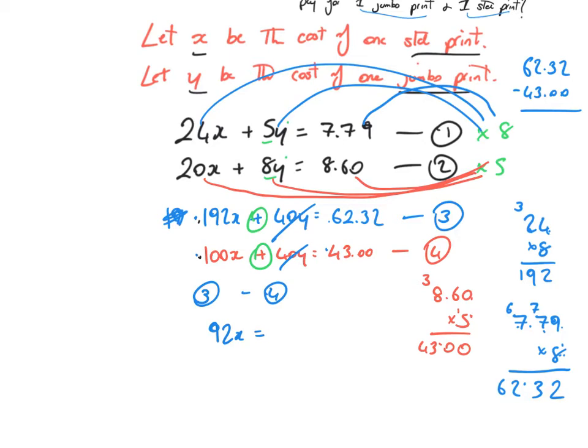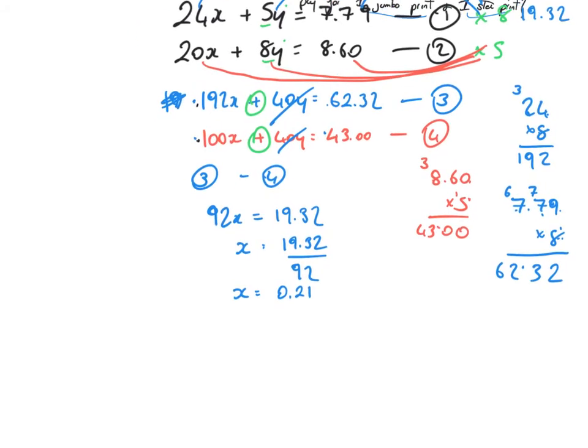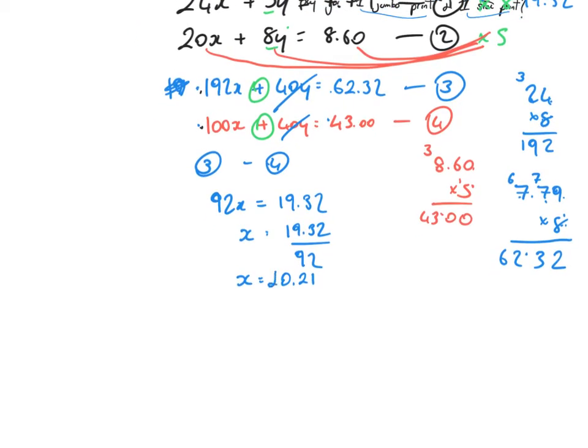Okay, so just take your time with that. That'll be £19.32. Okay, so I'm now going to bring the 92 down and divide, and that will be 19.32 divided by 92. At that point, you can definitely enter that into a calculator. Okay, so that will give me 0.21 pounds, and we know that that's 21 pence.